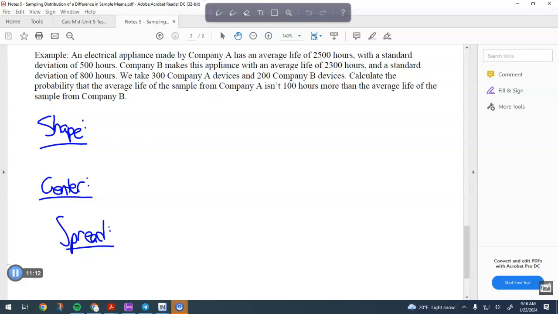You don't need to assume normal because your sample size is way bigger than 30. But you do need to assume random, right? It doesn't say random.